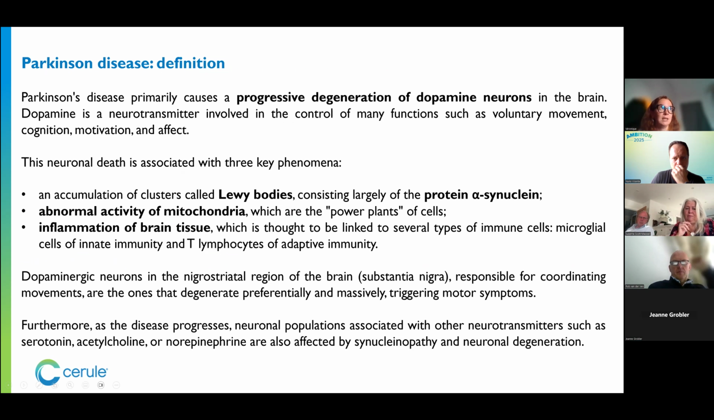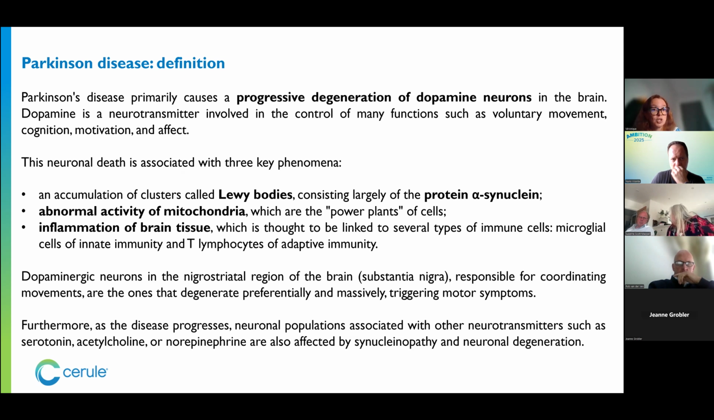So what is really the definition of Parkinson's disease? It's a progressive degeneration of the dopamine neurons in the brain. Dopamine is a neurotransmitter that is involved in the control of many functions, such as voluntary movement, cognition, motivation, affect. That is why we don't have only motor symptoms, but also non-motor symptoms, as we will see, and it's based on the role of this neurotransmitter.